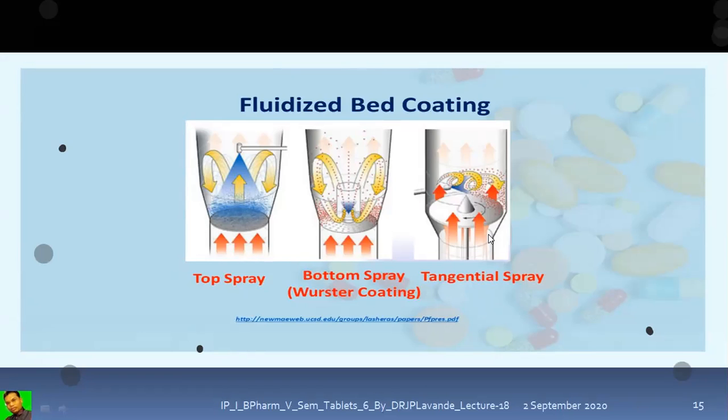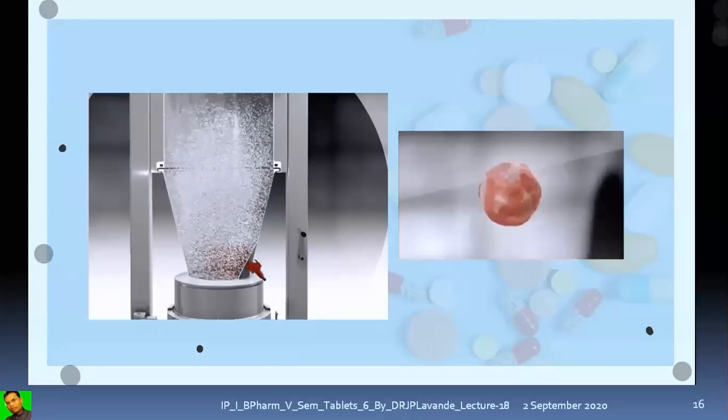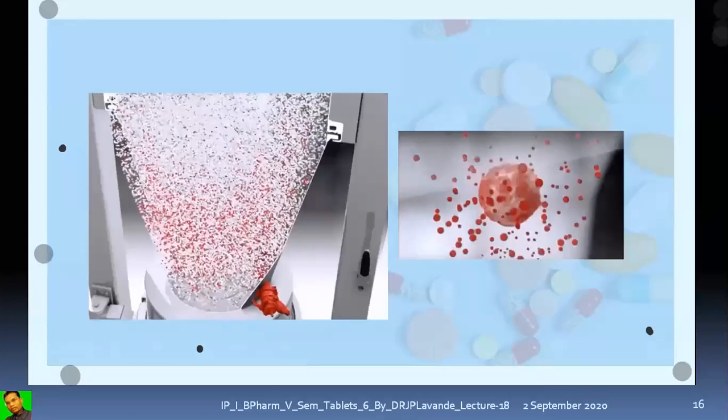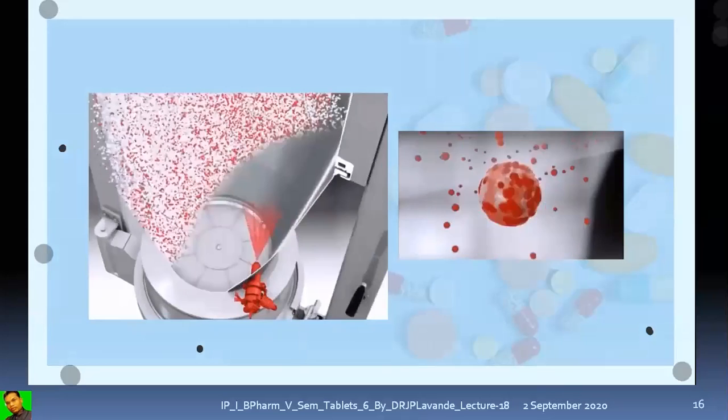And the air inlet is from the bottom. So the tablets are floated and they get coated with the help of this tangentially sprayed coating solution. So these three are the different modifications in case of fluidized bed coating, right? Heater, perforated basket, air and coating spray guns plus filter bags.